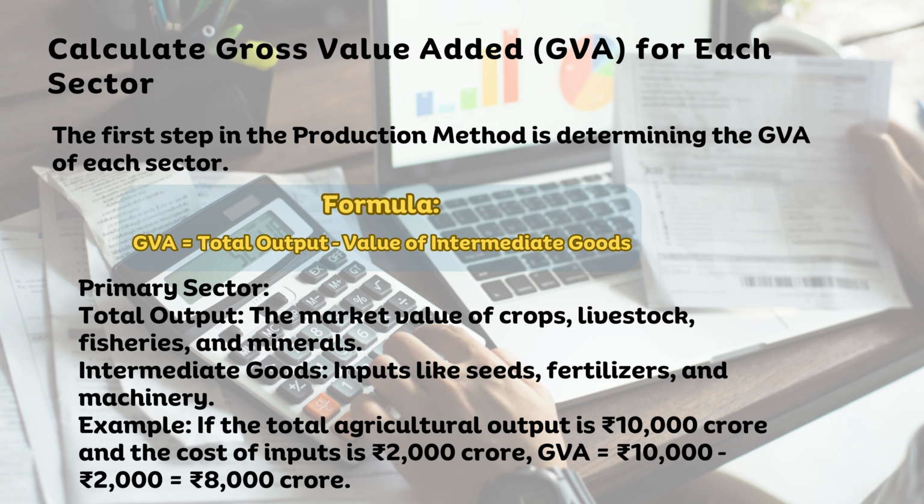Calculate gross value added, GVA, for each sector. The first step in the production method is determining the GVA of each sector. Formula: GVA is equal to total output minus value of intermediate goods. Primary sector. Total output, the market value of crops, livestock, fisheries, and minerals. Intermediate goods, inputs like seeds, fertilizers, and machinery. Example: if the total agricultural output is 10,000 crore rupees and the cost of inputs is 2,000 crore rupees, GVA is equal to 10,000 minus 2,000 is equal to 8,000 crore rupees.